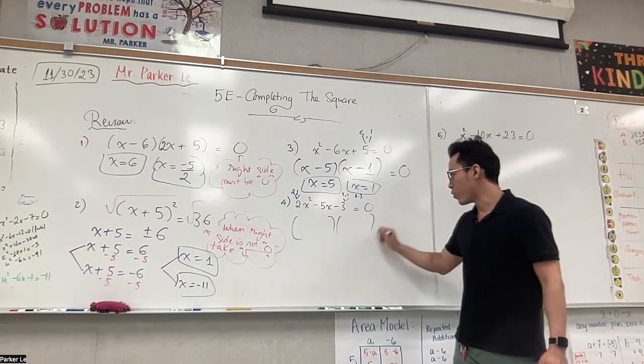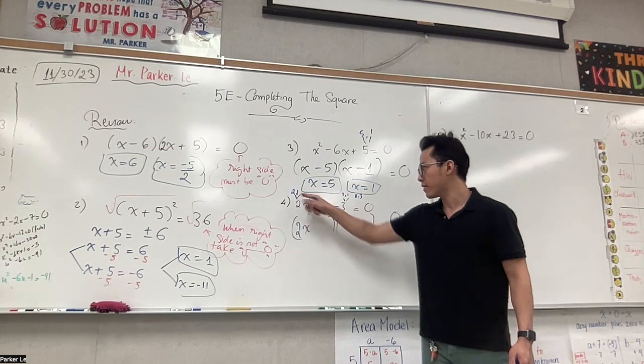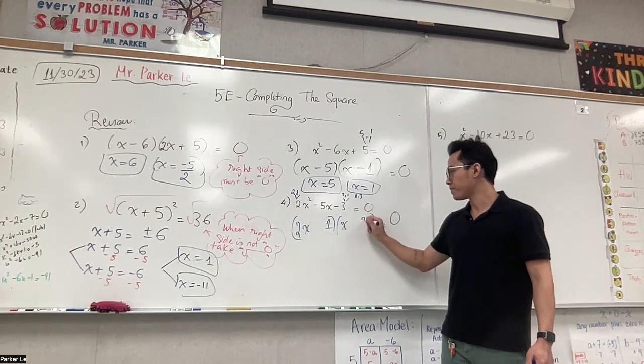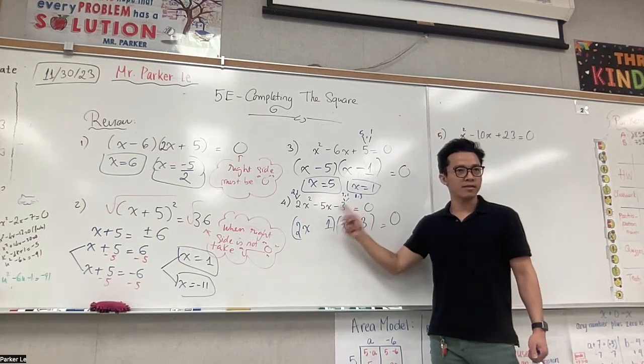Okay, same thing. You want to look at this. So 2 and 1. So let's get 2x here, 1x here. Okay. Let's try 1 and 3. Okay. Now who remembers what is the sign? What is the law?